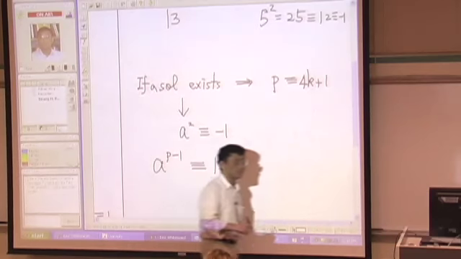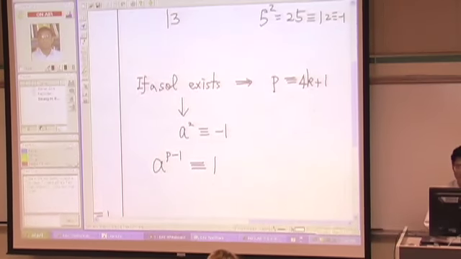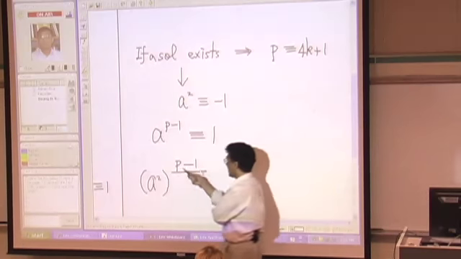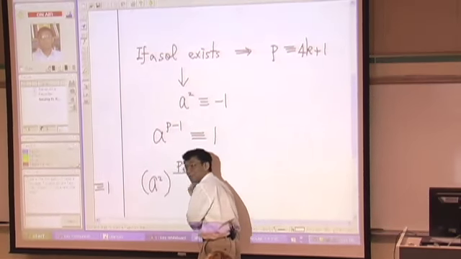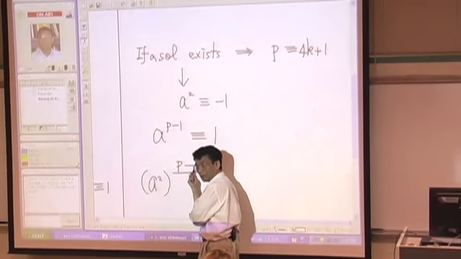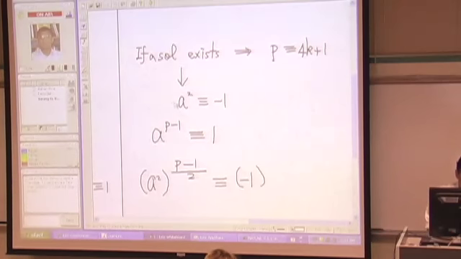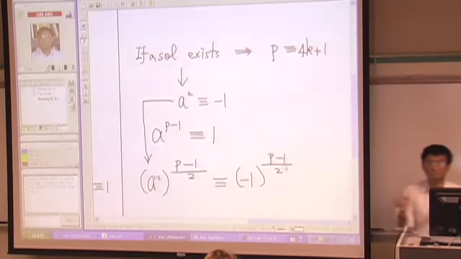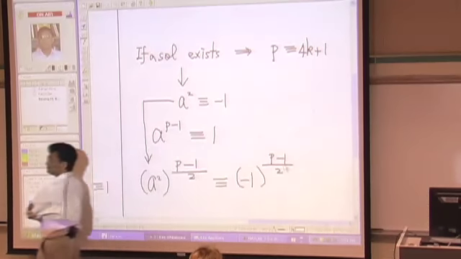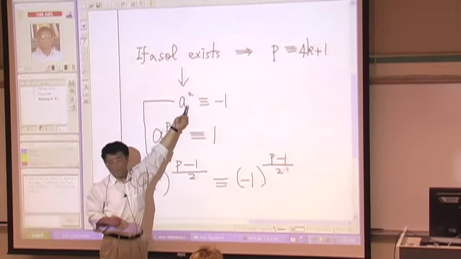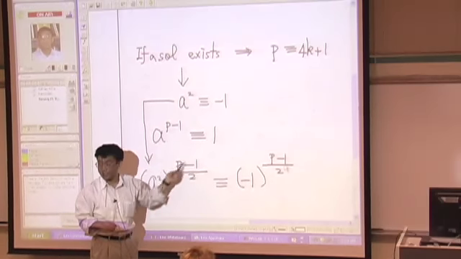And now I use this and check it. A squared, because P is odd, right? Odd minus 1 is even, and even divided by 2 is still an integer. Do you get it? This is an integer. So A squared to some integer power, and as you can see, this is equal to negative 1 by this assumption, and then power of P minus 1. If you don't get it, ask me. I used the fact that A is a solution, so A squared to the power of this integer gives us this result.